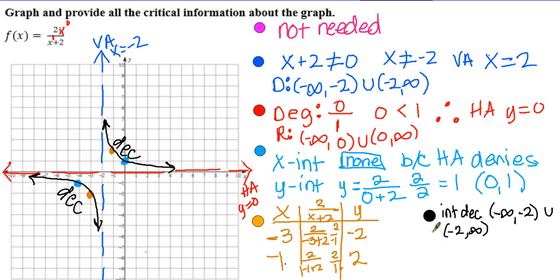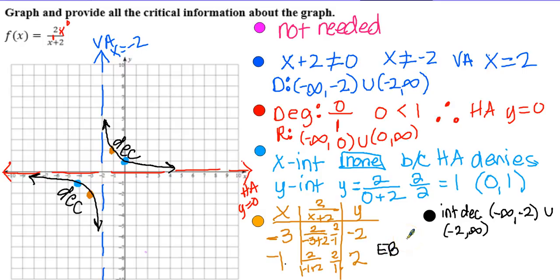This graph is always decreasing, which is crazy because it goes from 0 down to negative infinity, and then it hops up to positive infinity and drops down to 0. That's kind of crazy. Let's do the end behaviors.